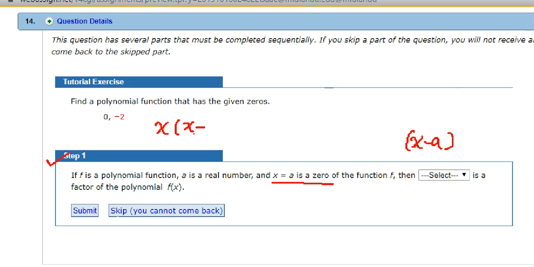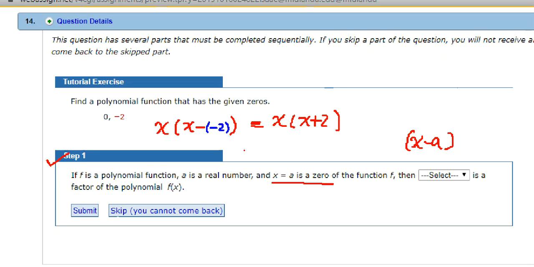Okay, be careful. This is sometimes where students make mistakes. Make sure that it's minus the negative 2. So x minus negative 2 is also a factor, because this is negative 2. So this is one possible answer, which is equal to x times (x plus 2). Usually this is the answer students will provide for this particular problem.